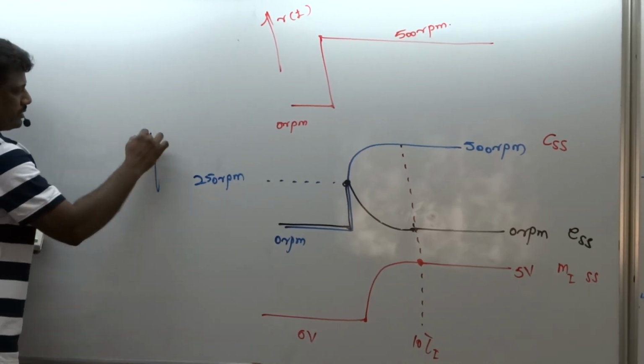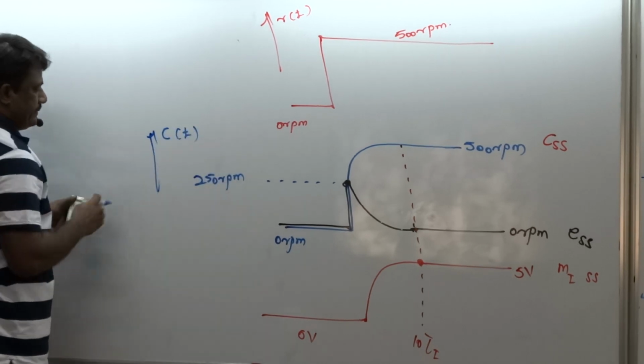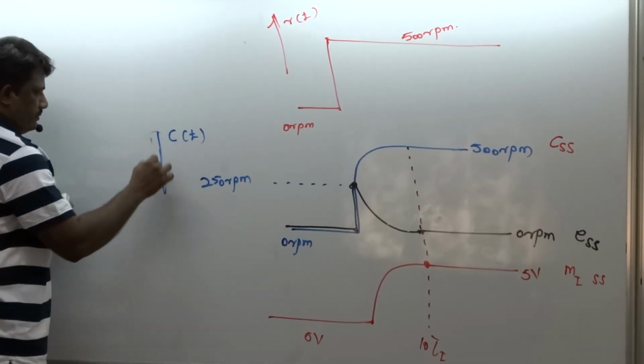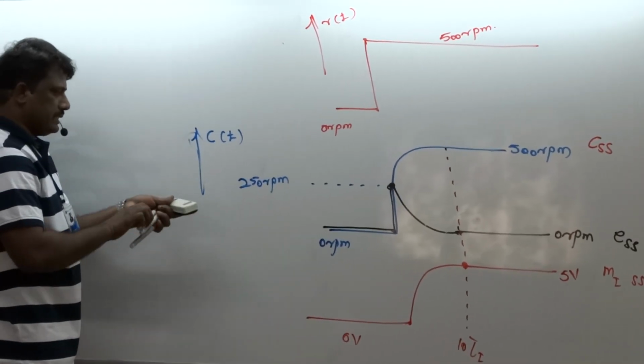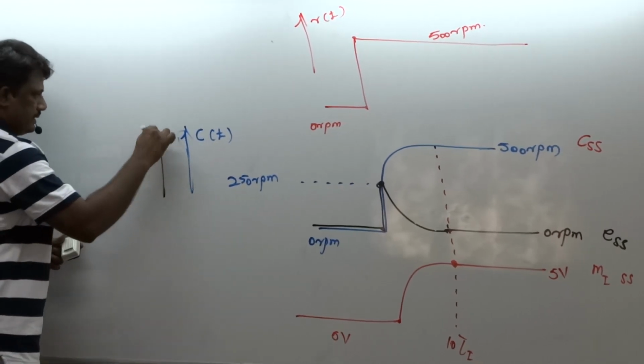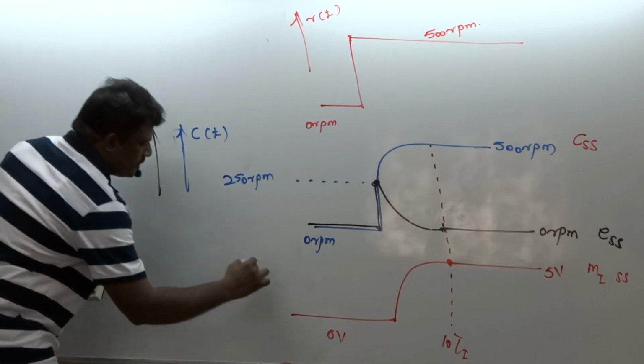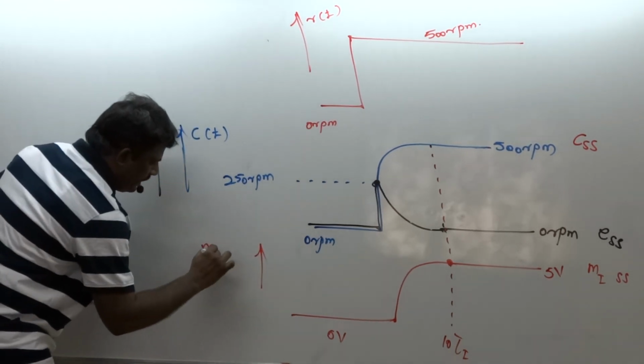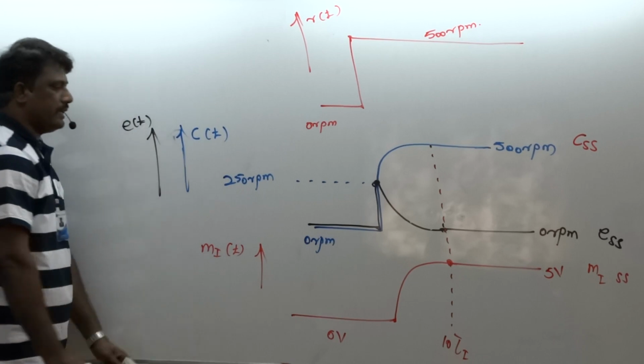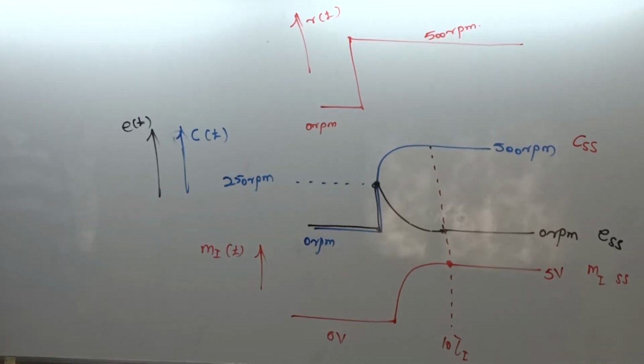Here are the plots. C of t. Start with the error signal, E of t. This is how this loop works.